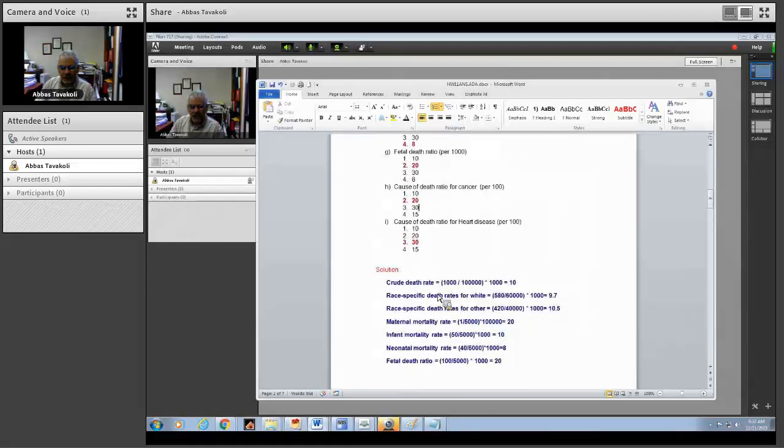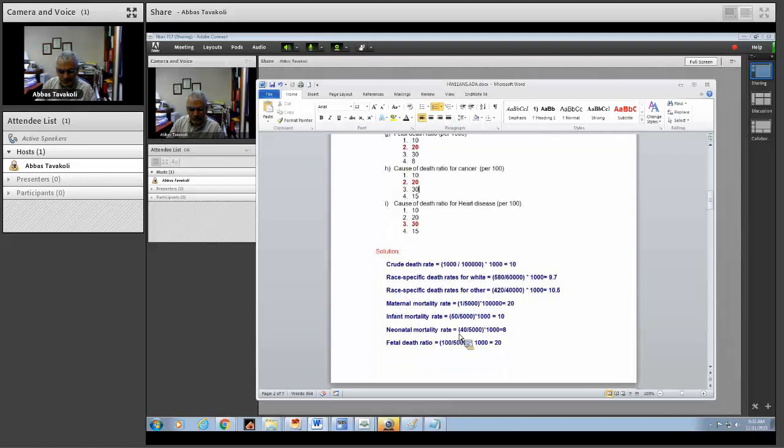For crude rate, we have 1,000 dead over 100,000, the total population, times 1,000, our K, becomes 10, the correct answer. Race-specific death rate for white and other: we have 580 for white and 420, and based on their population, we had 60,000 and 40,000, times 1,000. 9.7 and 10.5 is the right answer.